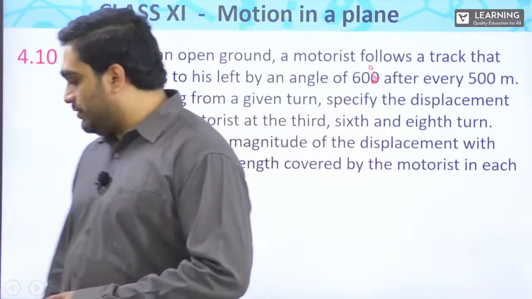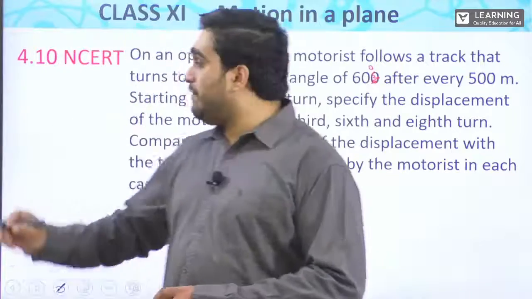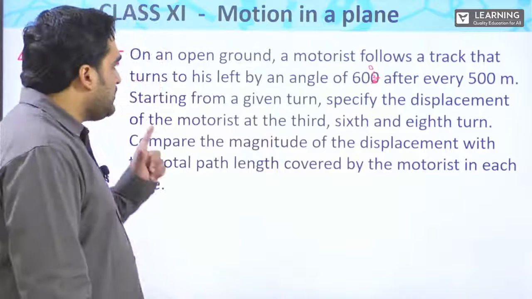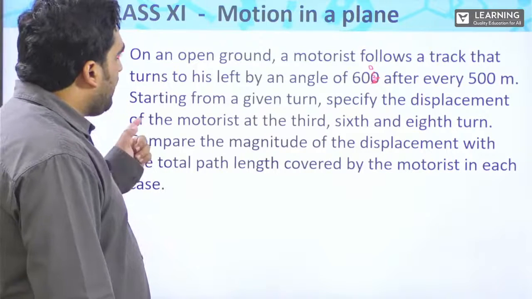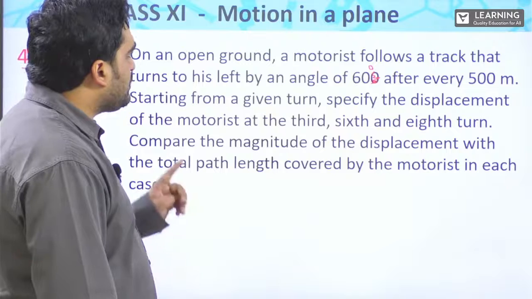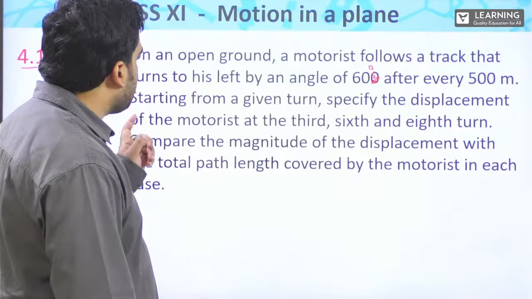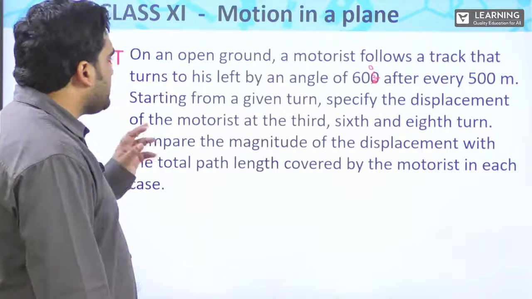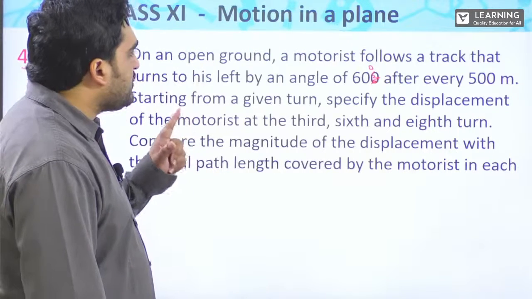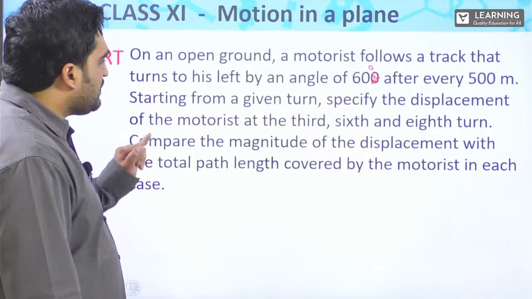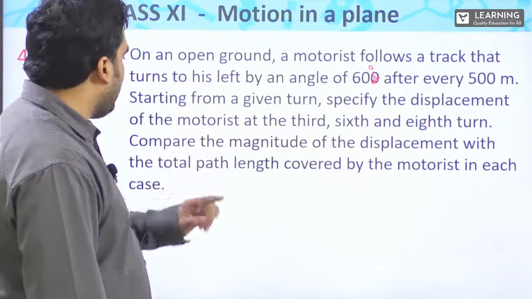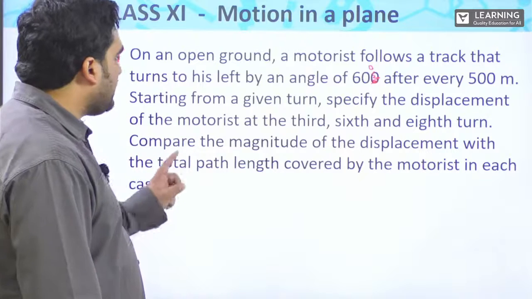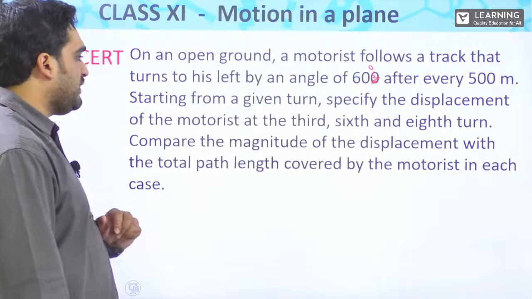Okay, now moving on to the next one. This is question number 4.10 from your NCERT. It says, on an open ground, a motorist follows a track that turns to his left by an angle of 60 degrees after every 500 meters, starting from a given turn. Specify the displacement of the motorist at the third, sixth, and the eighth turn. Compare the magnitude of displacement with the total path length covered by the motorist in each case.